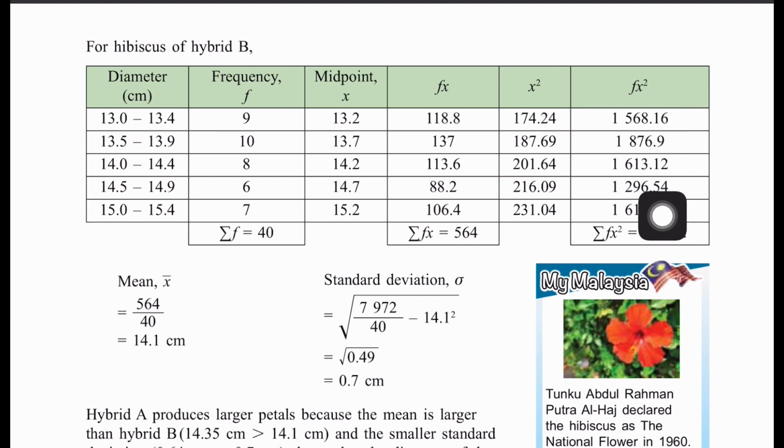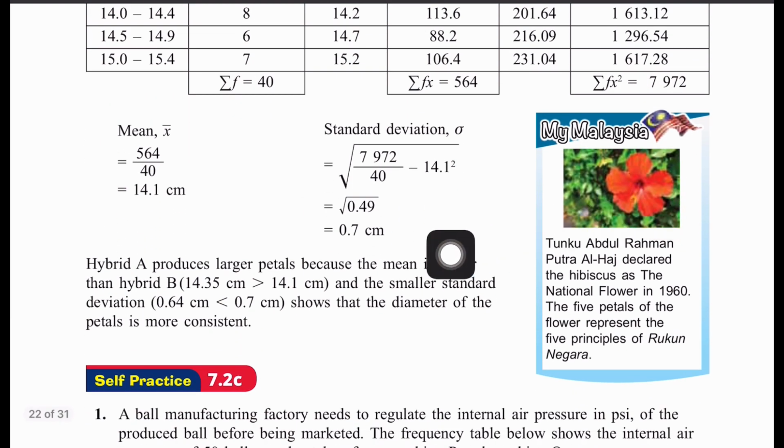Okay, next. Sekarang macam mana kita nak compare? Okay, sekarang tengok sini. Hybrid A produces larger petals because the mean is larger than hybrid B. Okay, and the smaller standard deviation 0.64, less than 0.7 lah, shows that the diameter of the petals is more consistent.